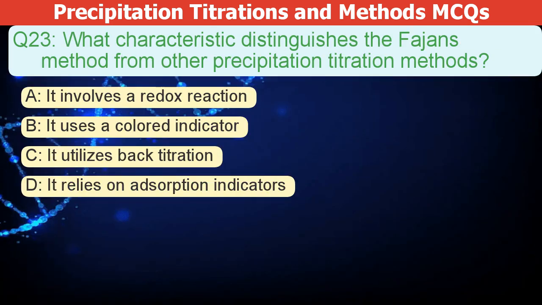What characteristic distinguishes the Fajans method from other precipitation titration methods? A. It involves a redox reaction. B. It uses a colored indicator. C. It utilizes back titration. D. It relies on adsorption indicators.